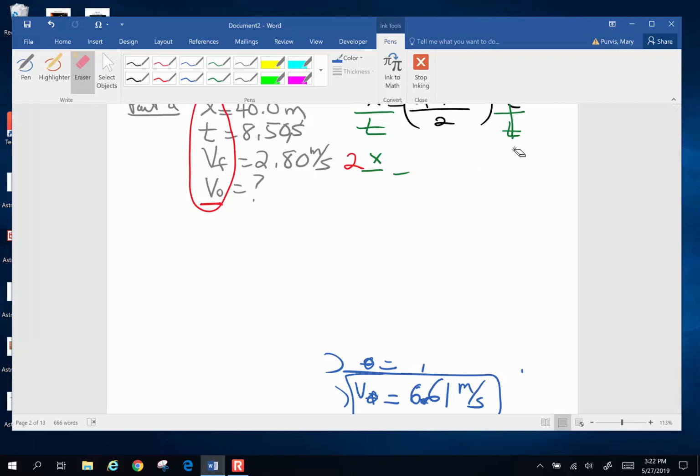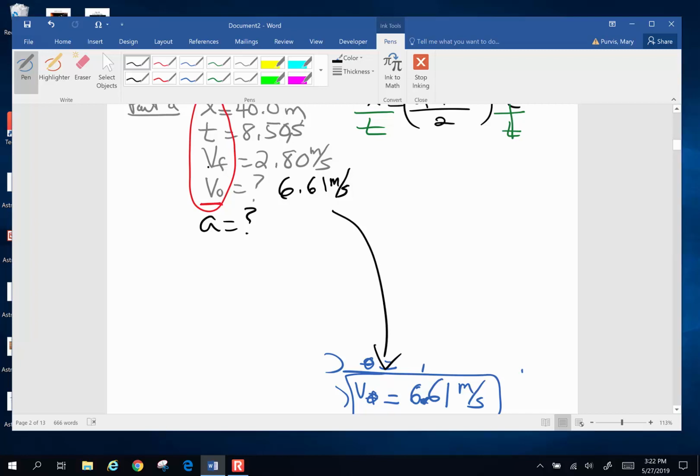Okay, now I am going to look for the rate of acceleration. Acceleration equals question mark. Now that I also know the original velocity is 6.61 meters per second, what equation can I use? As I mentioned before, if I have a choice, I prefer not to use something I just found, but this would be awfully messy to solve for acceleration not using the Vf and Vo, so I'm going to go simple. Let's use this equation: Vf equals Vo plus at. I'm going to solve for acceleration.